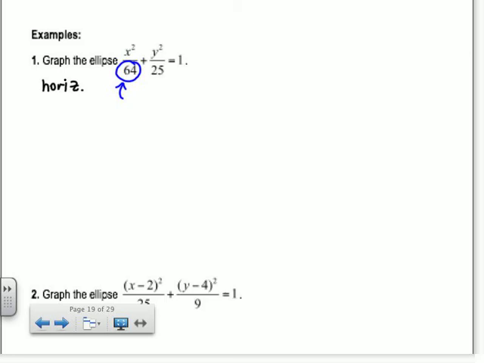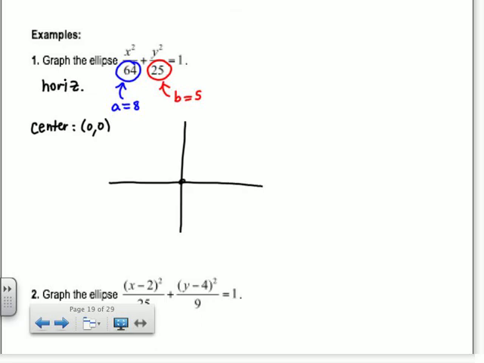Okay, this one's a squared. So that's telling me my a value is 8. The other one's b squared. So that's telling me my b value is 5. What's my center? Yep. So my center is 0, 0 because I didn't have x minus something squared and y minus something squared. It's like x minus 0 is just x. Y minus 0 is just y.